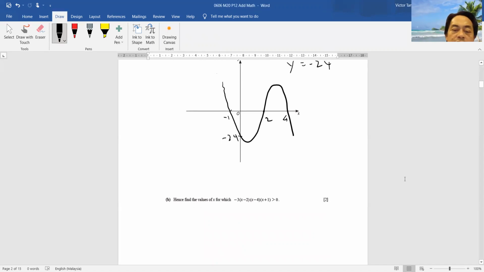Hence, find the values of x for which the function is larger than 0. So if the function is larger than 0, it will be on the top of the x-axis, in these two areas. Okay, so in these two areas, x is smaller than -1 and x is between 2 and 4.